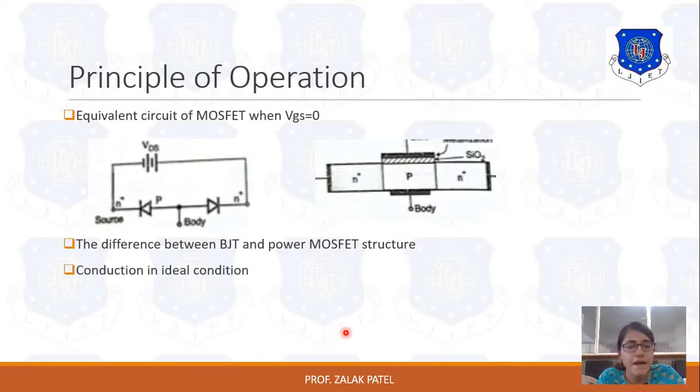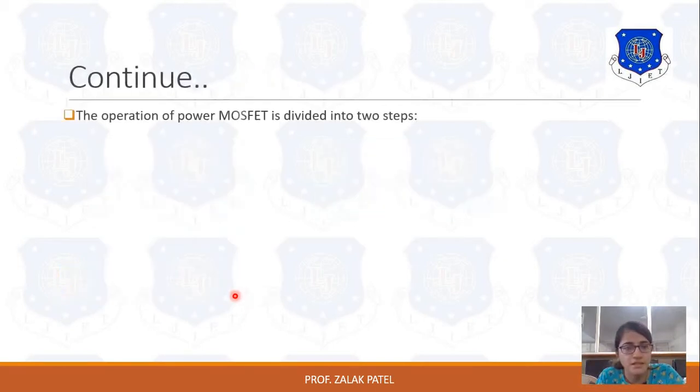Here conduction in ideal condition should be considered, which we will discuss in detail in the next slide, how the conduction will take place. And the second operation is the inversion layer creation. So let's start the discussion in detail. The operation of power MOSFET is basically divided into two stages. The first stage is the formation of depletion layer.